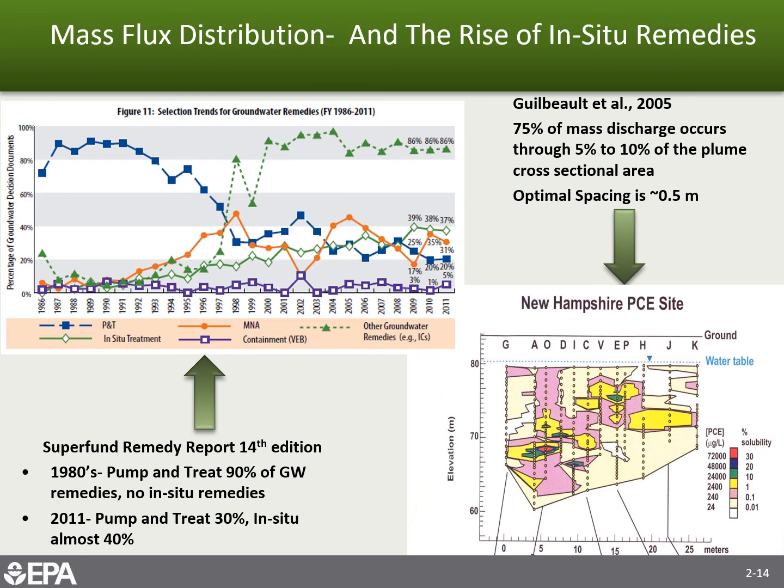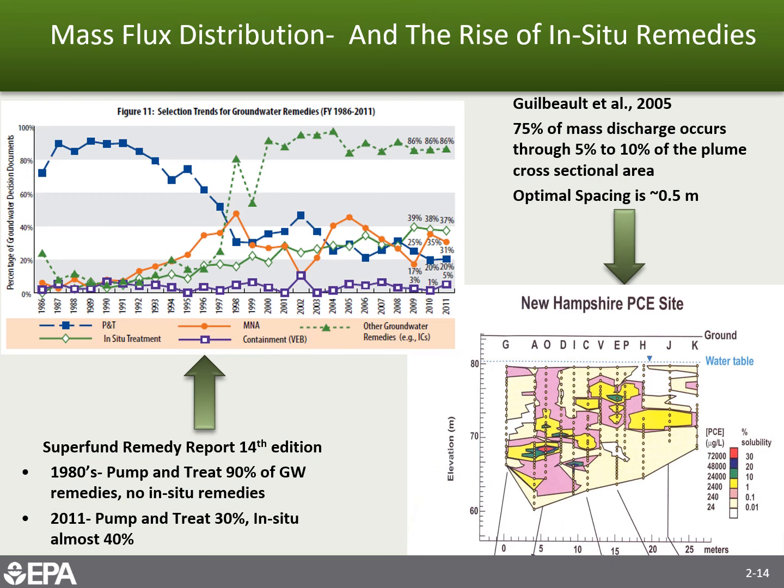At the same time, there's research going on in the 2000 timeframe by a gentleman by the name of Martin Gerbeau, and he looked at very high resolution sampling at a PCE site in New Hampshire. And so what we have is a series of transects through the site and then very high resolution vertical sampling. And what his research showed is that something like 75 to 90% of the mass is moving through 5 to 10% of the cross-sectional area.